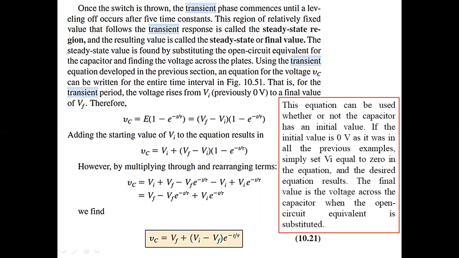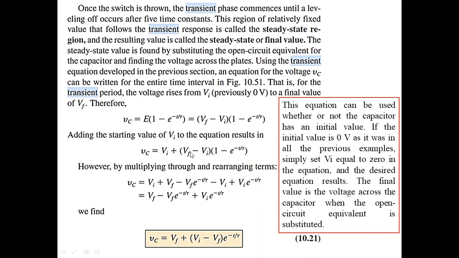Now we have E equal to Vf minus Vi, so 1 minus e raised to power minus t by tau. Now adding the starting value of Vi, the equation results in Vi plus (Vf minus Vi) times this, because now we have the initial value of Vi.